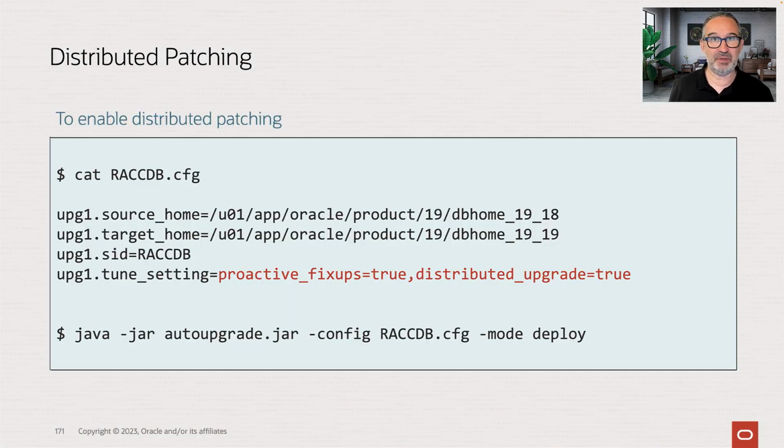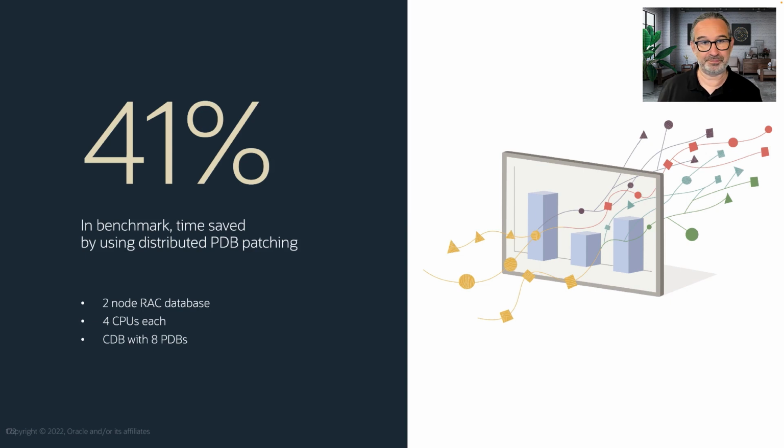That is very simple. When you use AutoUpgrade for patching, so here from 18 to 19, as you see from the homes, use this extra parameter, tune_setting equals distributed_upgrade=true. It will, of course, work also for database upgrades of PDBs and just distribute them to the available nodes. But here we speak about patching, and this is going from 19.18 to 19.19.